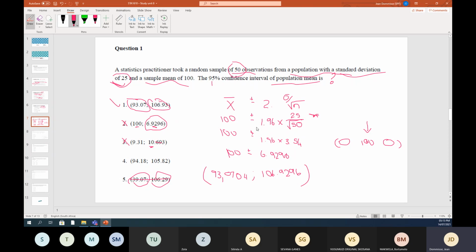Okay, so the things that we needed to note here: they talk about population standard deviation, so we know it's a Z. They give us a 95% confidence interval, so we know it is 1.96. And then just by eliminating some of our answers, we can get to a closer answer if we need to guess as well. Questions on this one before we go to the next one?